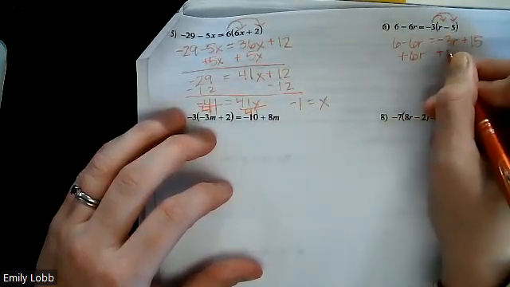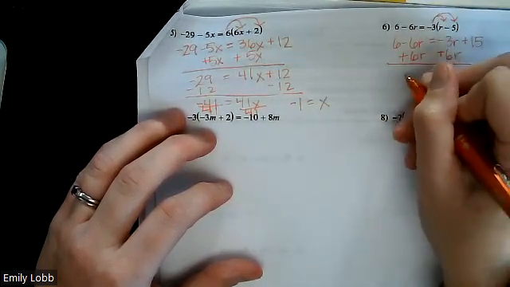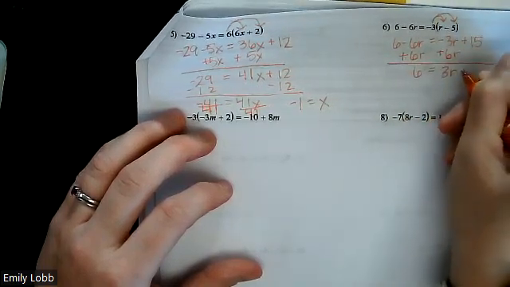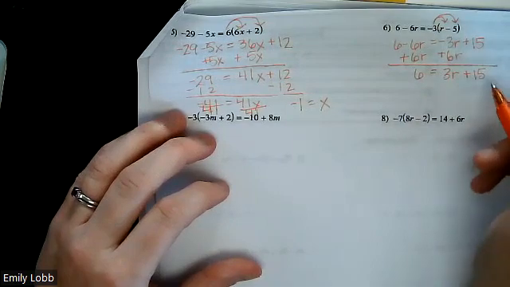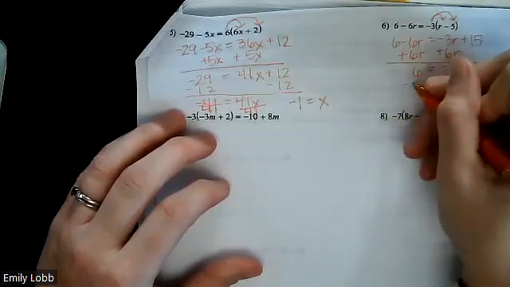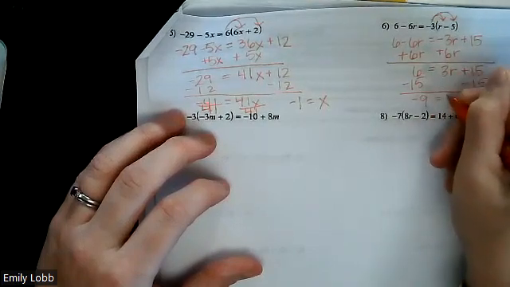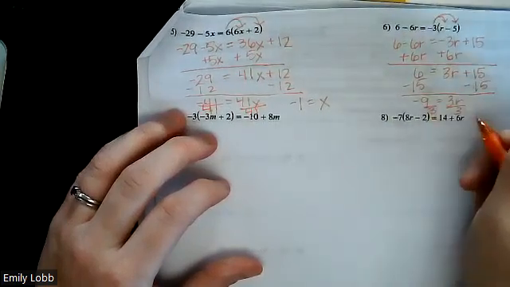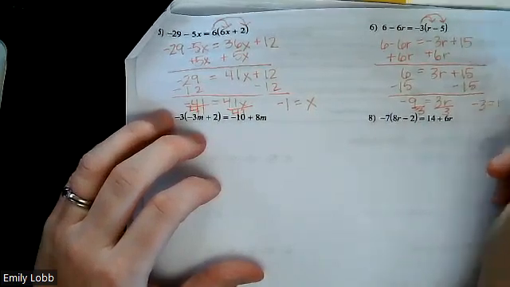So it gets rid of it on the left side. So now I have 6 is equal to 3r plus 15. I look on the side of my variable. I get rid of the constant by subtracting it from both sides. So I have -9 is equal to 3r. Then I have to divide both sides by 3. So I have -3 is equal to r.